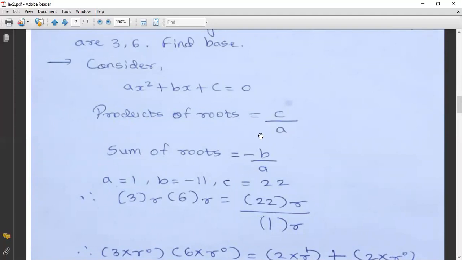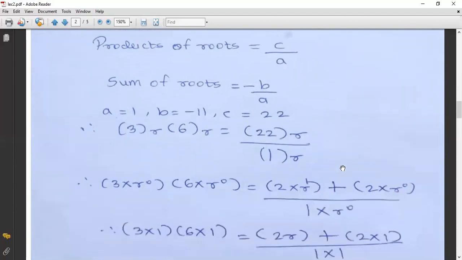So product of roots means we are going to perform the product of these two numbers, that is 3 and 6. So let us do it. Therefore, 3 to the base r times 6 to the base r will be equal to c upon a. c is nothing but 22 and a is 1. Therefore, 22 to the base r divided by 1 to the base r.